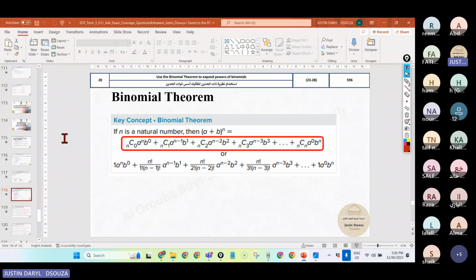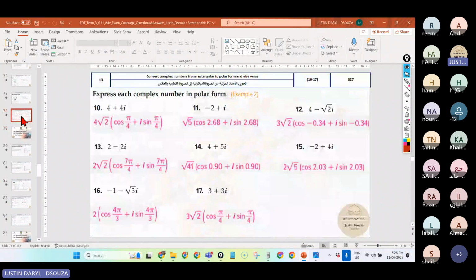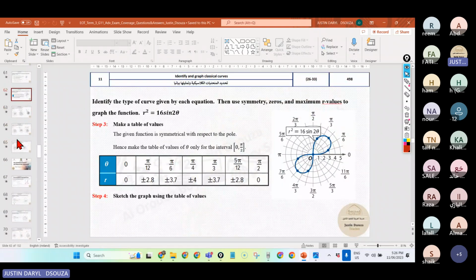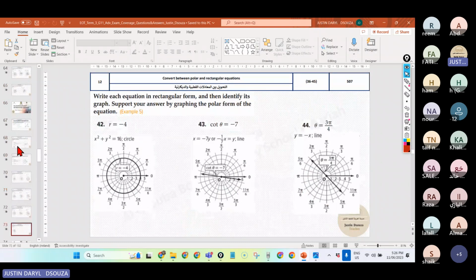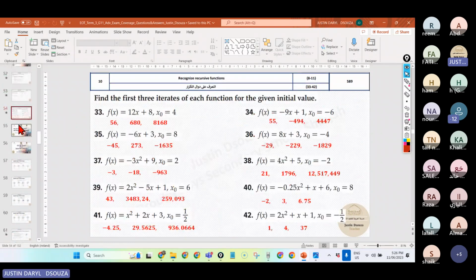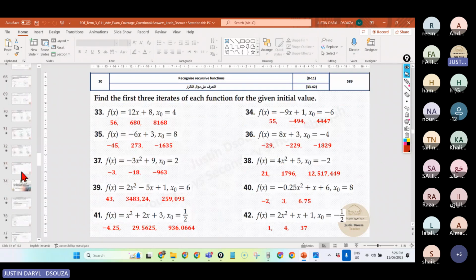So now I'll just quickly go over there. Can anyone tell me what's the topic number? Convergent and divergent? 14. 14. Okay, brilliant.